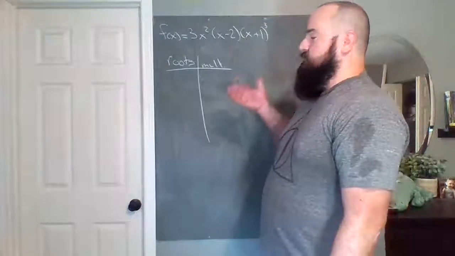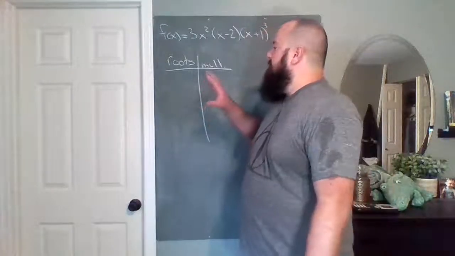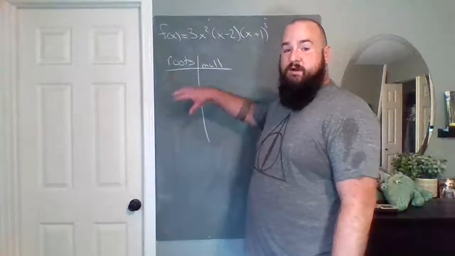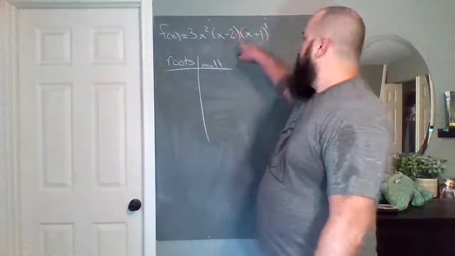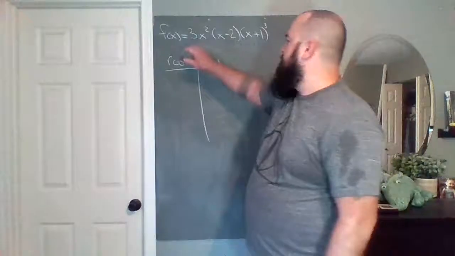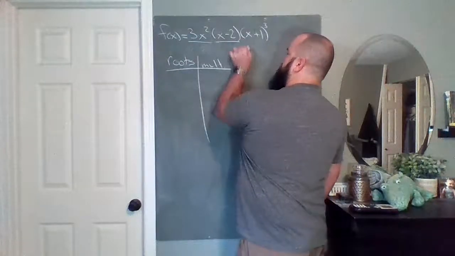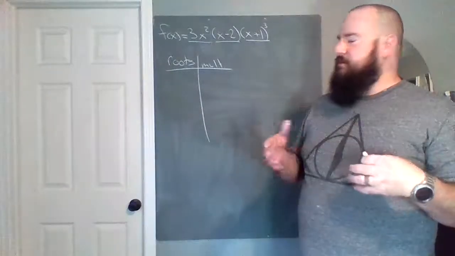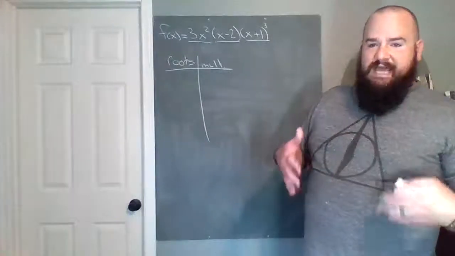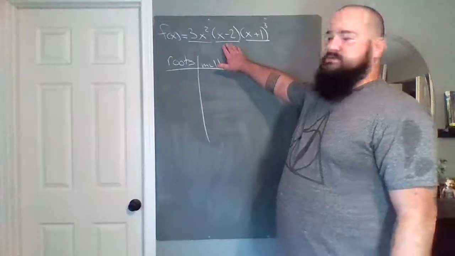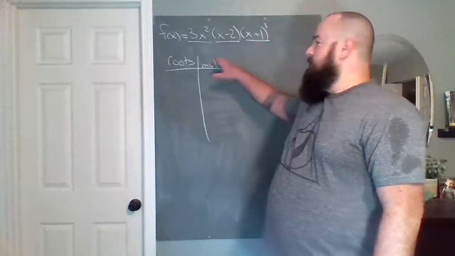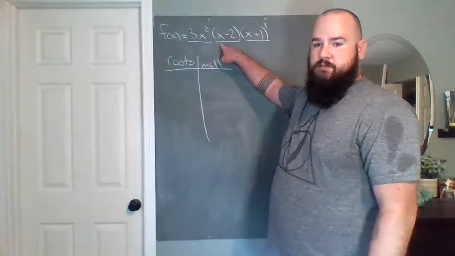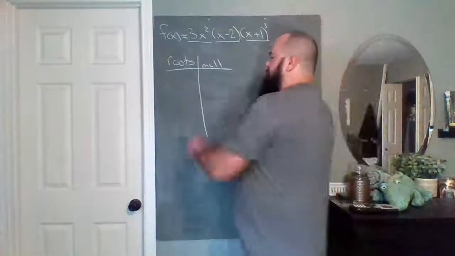Now, the roots here are pretty easy to identify. For roots, we're simply asking what values of x make this equal 0. Well, it's really easy, because we have this times this times this, a number times a number times a number. For that to equal 0, one of those three things has to be 0. So either x minus 2 is 0, x plus 1 cubed is 0, or 3x squared is 0. For x minus 2 to equal 0, what does x have to be? 2, because 2 minus 2 is 0. So we get a root at 2.